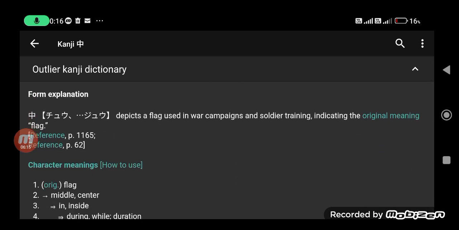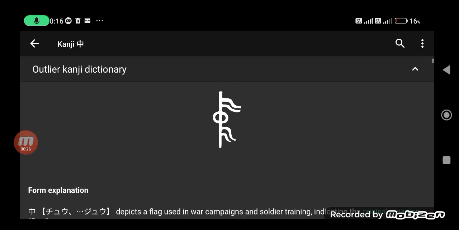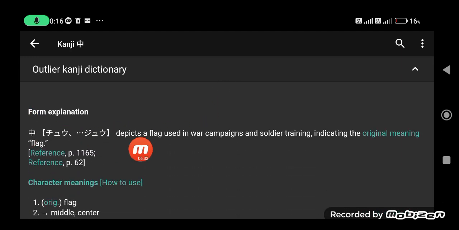So the form explanation: chu, or in the oracle form, it depicts a flag. Well, it looks like a flag. It depicts a flag used in war campaigns and soldier training, because these are warring periods. The flag used in war campaigns and soldier training indicates the original meaning, flag.